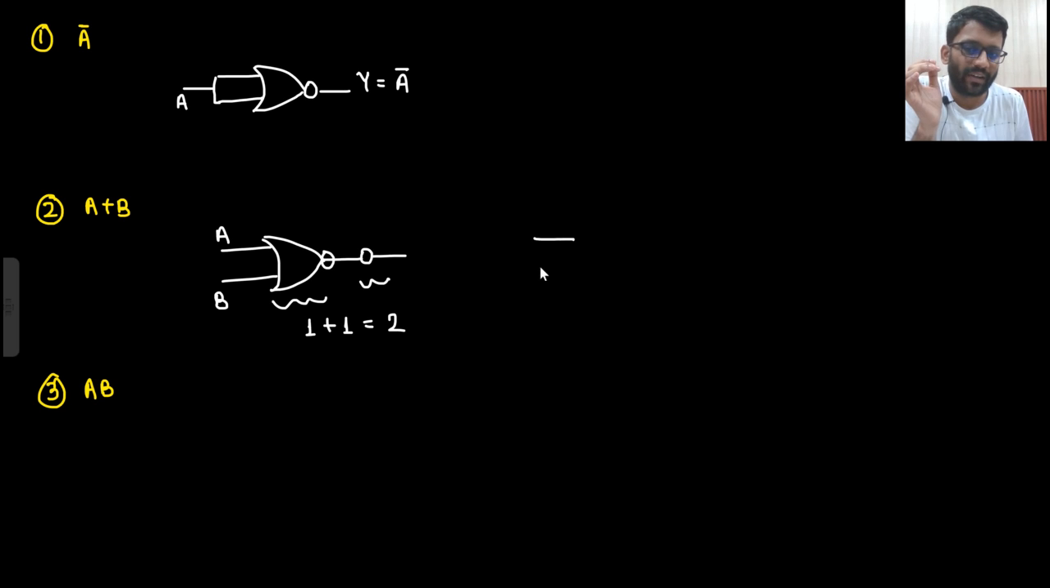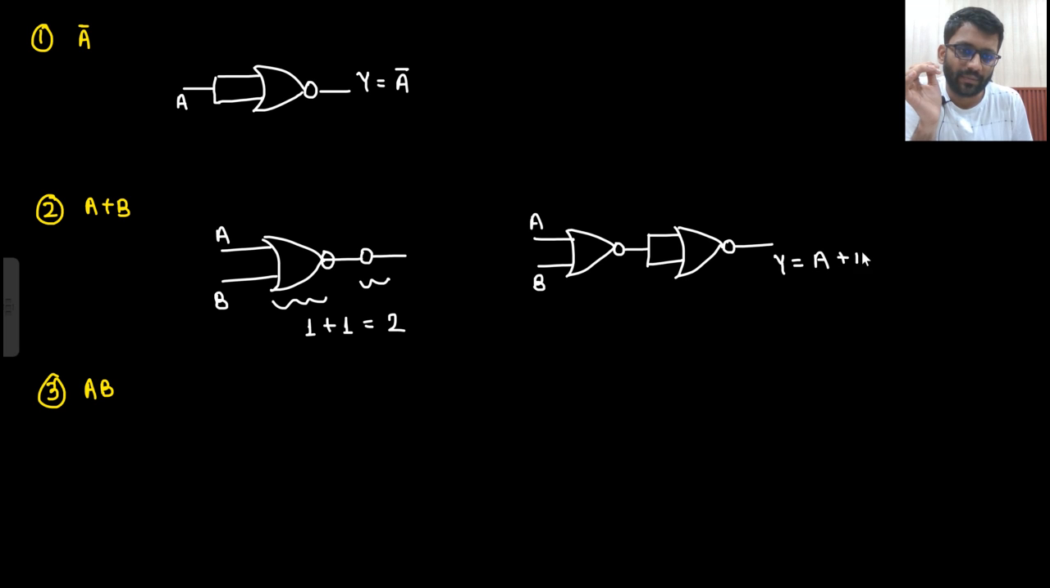You can make it on your own, right? How will you make it? You can skip this part if you have already made it. This is how you can make it on your own. Y is equal to A plus B. Now Y is equal to AB. Y is equal to A into B.